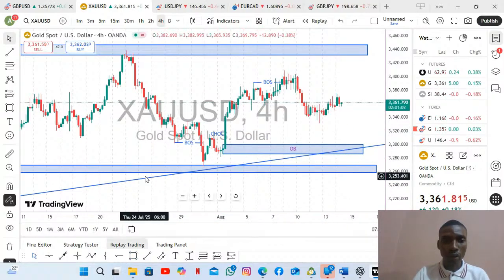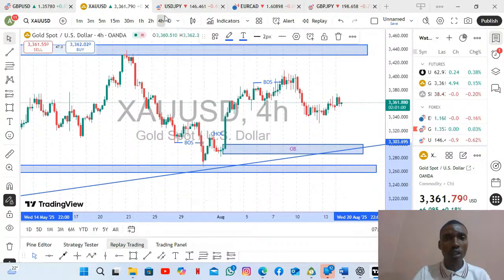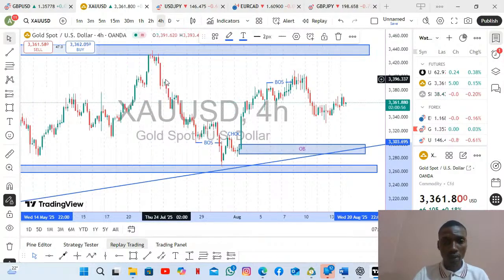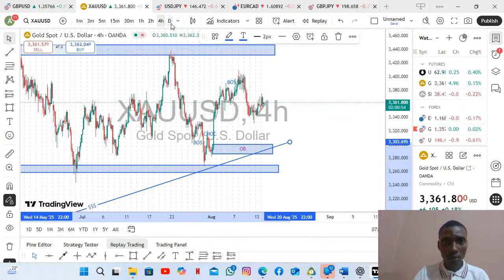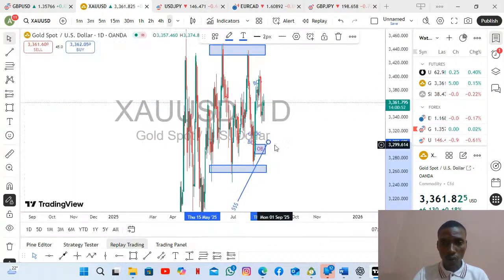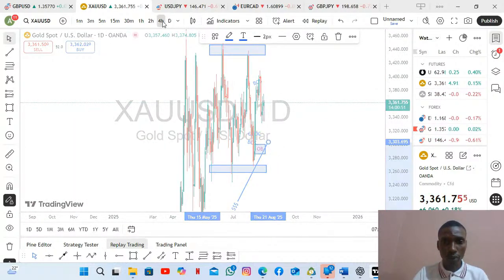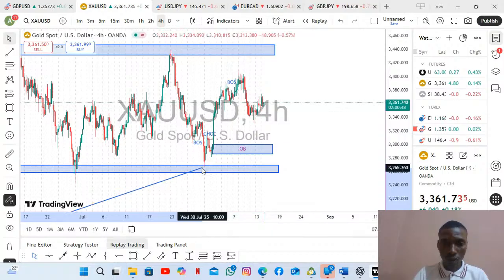This is the order block that caused it. Let me reduce our trend line liquidity. This is just too much.